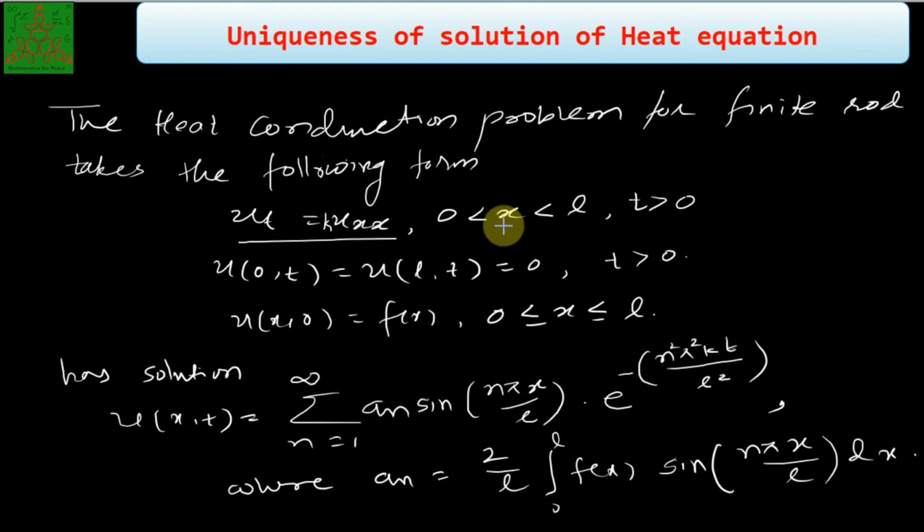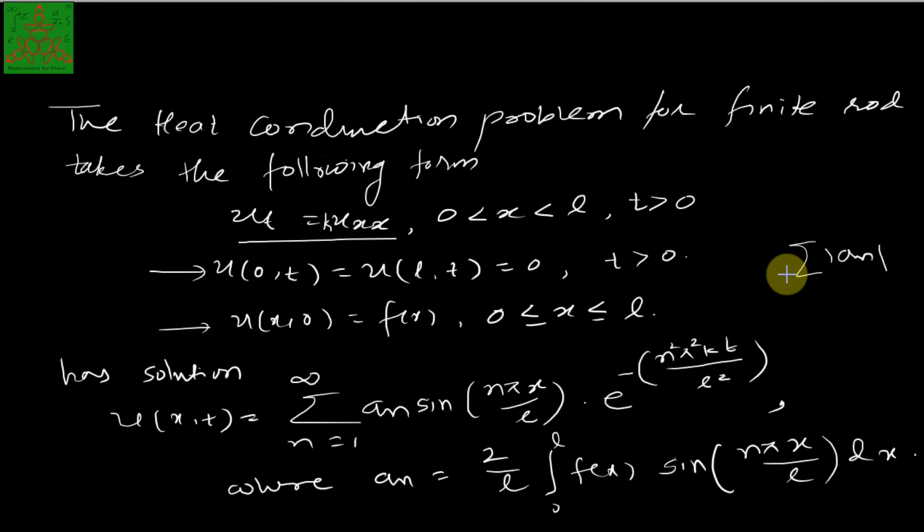If the length of the rod is L, that means x is between 0 and L, and t is positive. With the boundary conditions that the temperature at the boundary is 0, and the initial condition that at time t = 0 the temperature is f(x), the problem has a solution represented in this format, provided the summation of the modulus of an is finite. Then term by term differentiation and all sorts of things are possible.